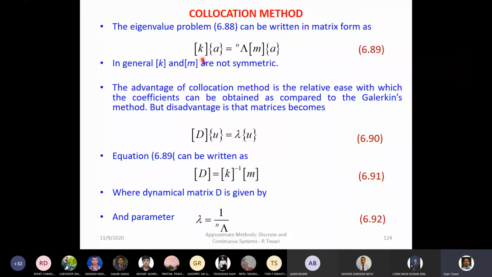Here the only problem is that the K and M matrices are not symmetric. You will find that K and M will not be symmetric. The solution procedure for asymmetric matrices is different, but if you are using some software, then it directly gives the natural frequencies. The mode shape interpretation is more cumbersome, so I will not describe that.